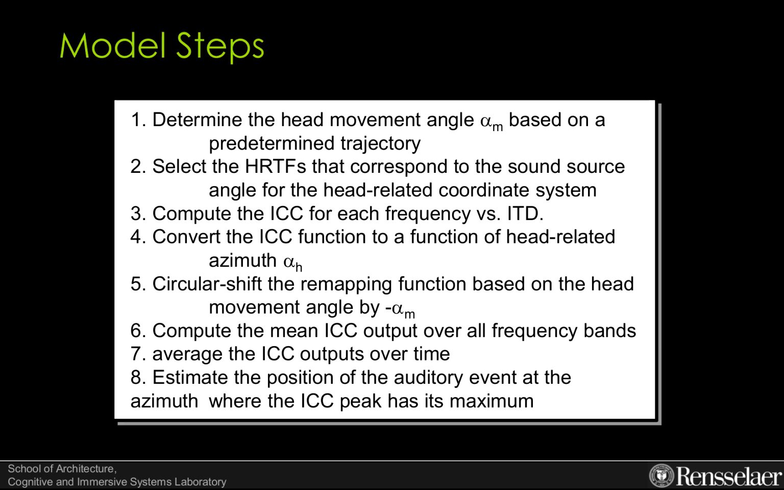Just to go through the model step by step. First, we determine the head movement angle based on a predetermined trajectory. In our case, we move it from 0 degrees to 45 degrees for the elevation modulator. We then select the HRTFs that correspond to the sound source angle in the head-related coordinate system for each step. We compute the interaural cross-correlation function for each frequency versus the ITD. We convert this function into a function of head-related azimuths using the remapping function I just showed you. Then we circular shift the remapping function based on the head movement angle by minus alpha m, so we compensate for the head movement, and compute the mean ICC output over our frequency bands. Then we average the ICC output over time and estimate the position of the auditory event at the azimuth where the ICC peak has its maximum.